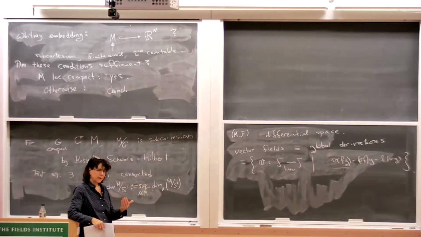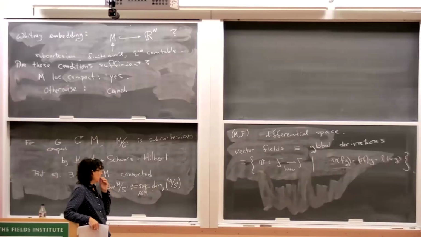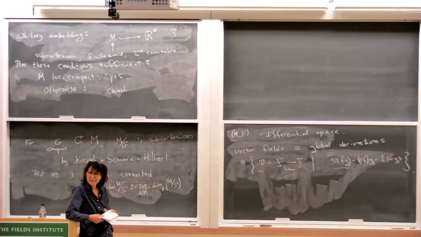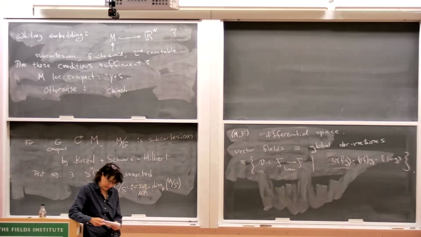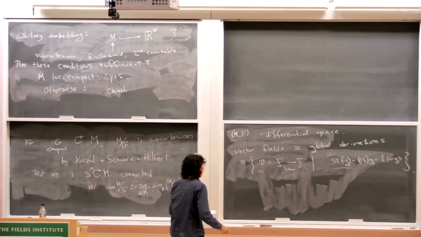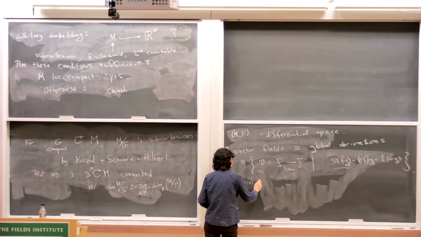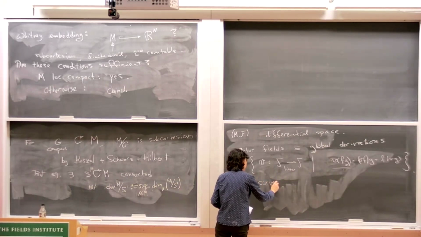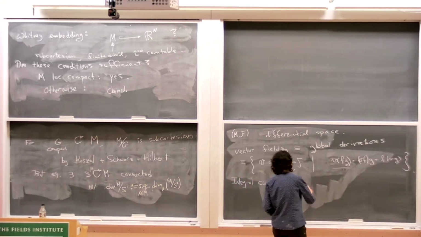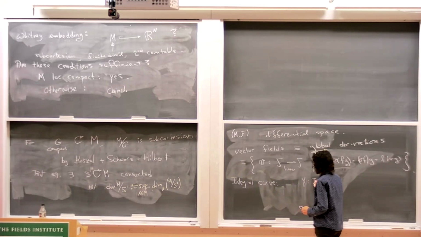And we want to integrate that into a flow, and you construct the flow by assembling together the integral curves of the vector field. So what is an integral curve of a vector field? It's a map from the interval I to M.